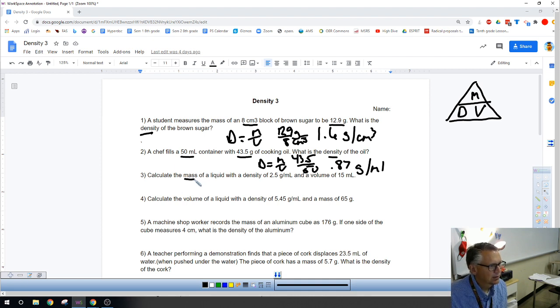Calculate the mass of a liquid with a density of 2.5 and a volume of 15. So if we're looking for mass, mass is equal to density times volume. Our density is 2.5 and our volume is 15. So 2.5 times 15 gives us 37.5, and our mass is going to be labeled in grams.